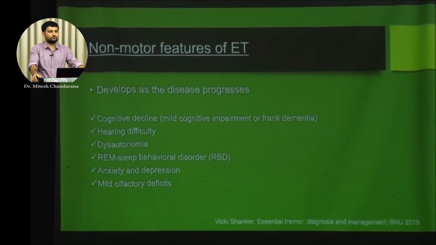There are some non-motor features of ET for which data are coming in increasingly day by day, and those features develop as the disease progresses, like cognitive decline. It can be mild cognitive impairment or frank dementia, hearing difficulty, dysautonomia, RBD, anxiety and depression, and mild olfactory deficits.